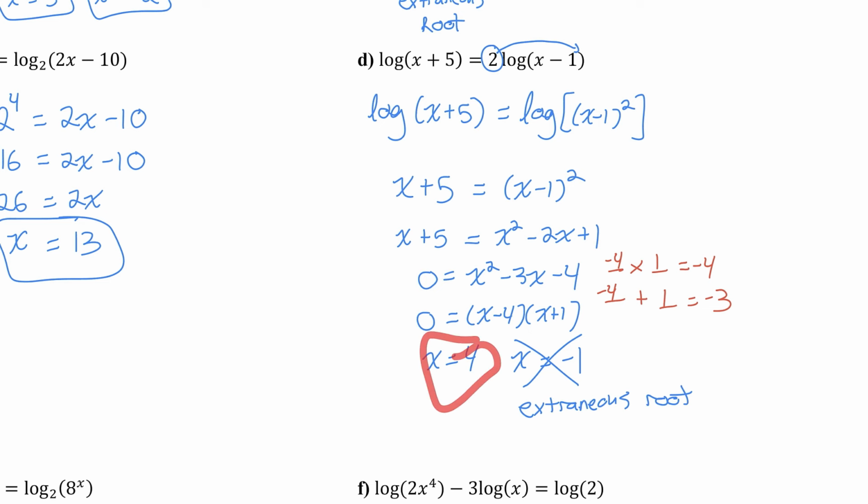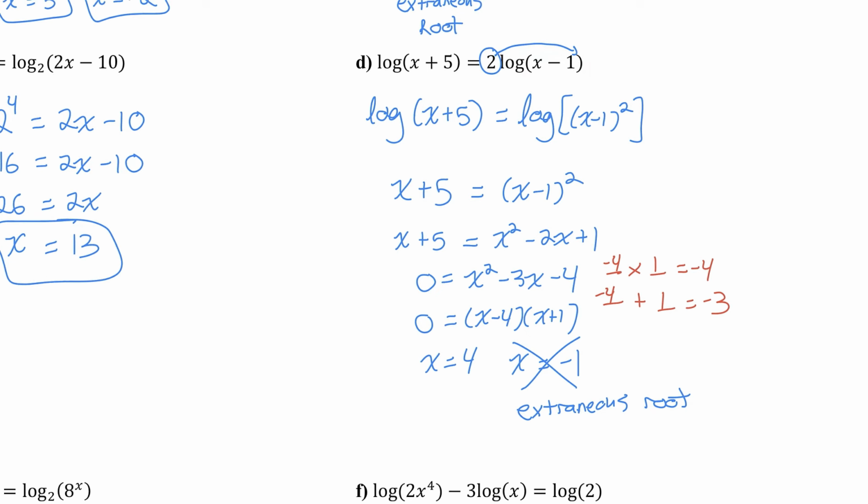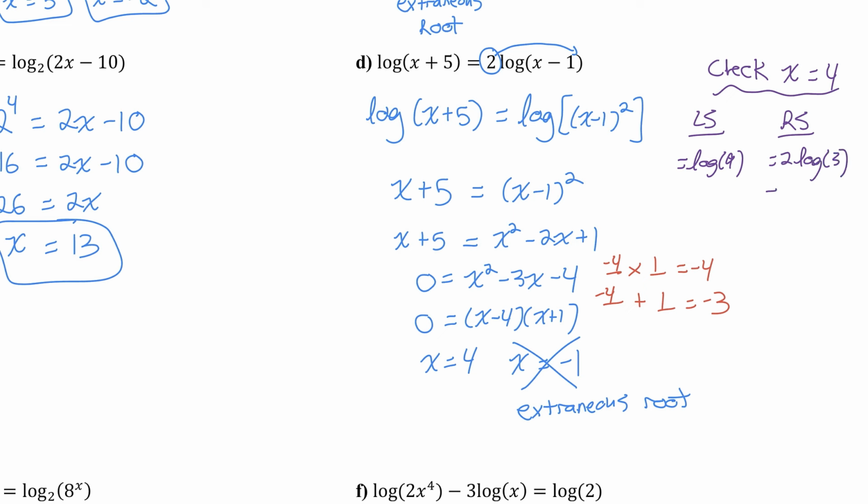How about x equals 4? If I sub it in for this x, it makes this argument be 9. That's fine. If I sub it in for this x, it makes this argument be 3. And I can see that would actually make left side equal right side as well, because I'll show the check. On the left side, I would have log 9, and on the right side, I would have 2 log 3, which I know is equal to log of 3 squared, which is log of 9. So I know x equals 4 is a correct solution.